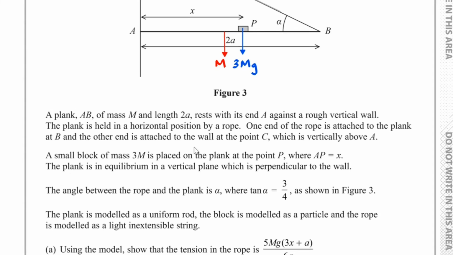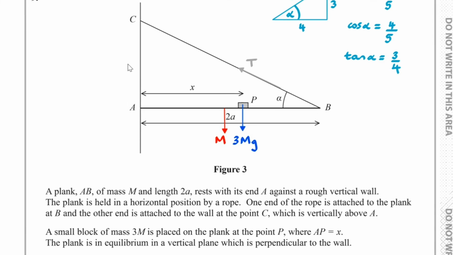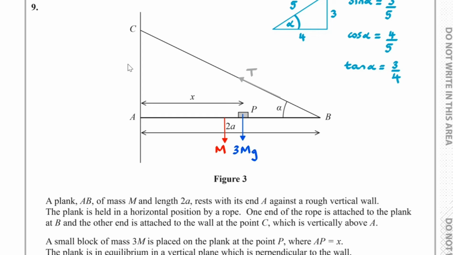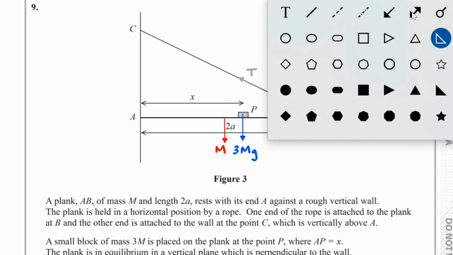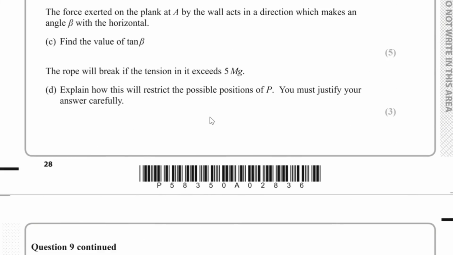Before we do that, we know as well regarding the wall, it's a rough wall. So that means we've got a frictional force over here, and we've got some sort of a reaction as well. We'll call this R. So if we take moments about A, that will eliminate all the forces about point A.